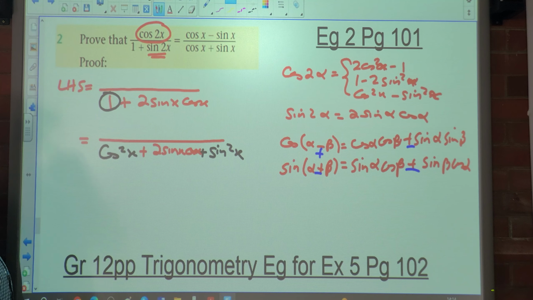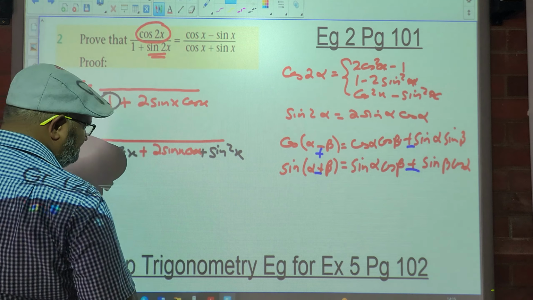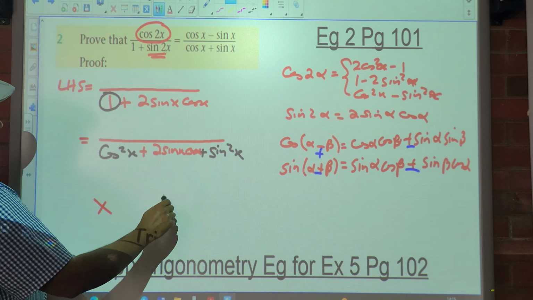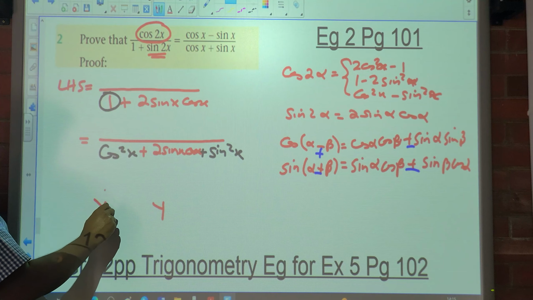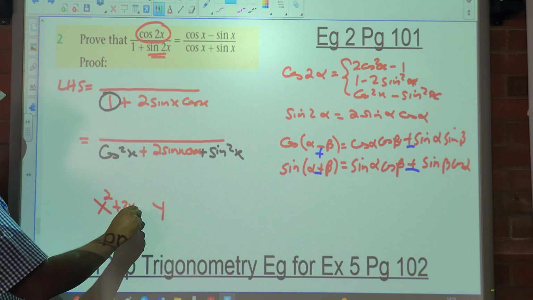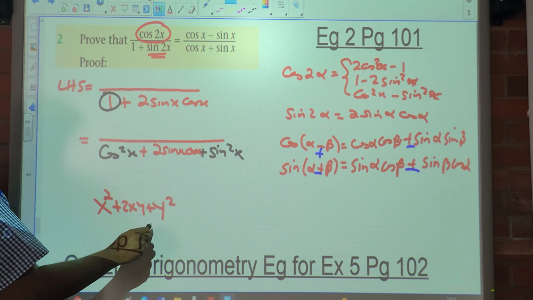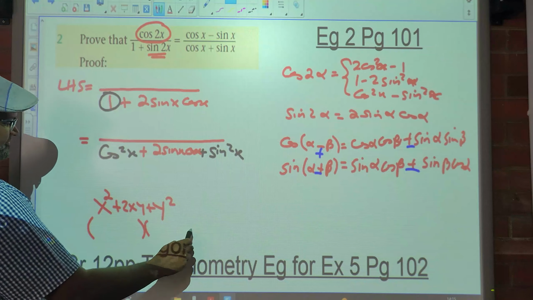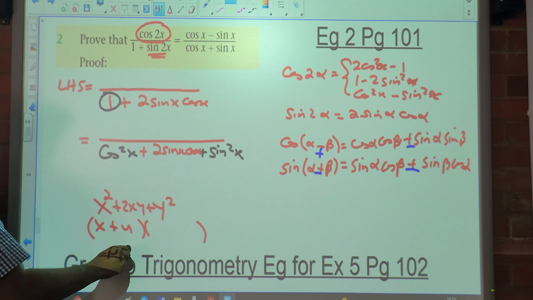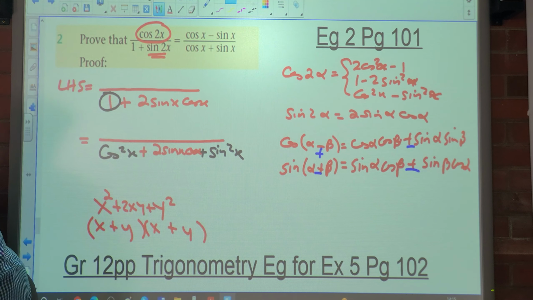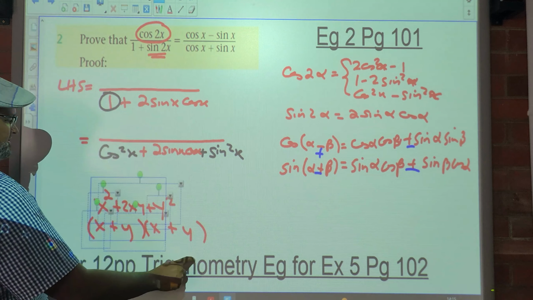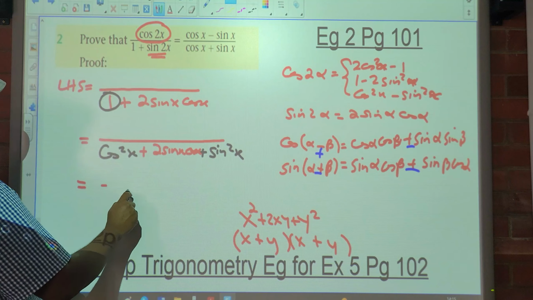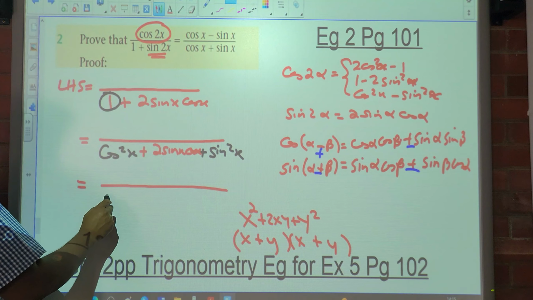Not so? So if we replace cos with an x and sine with a y, then this is simply going to be x squared plus 2xy plus y squared. Not so? And this trinomial can be factorized into x plus y, x plus y. So if I apply this information now to this trinomial in the denominator, what do you notice?